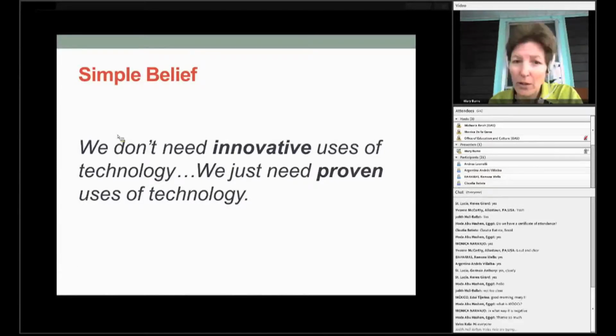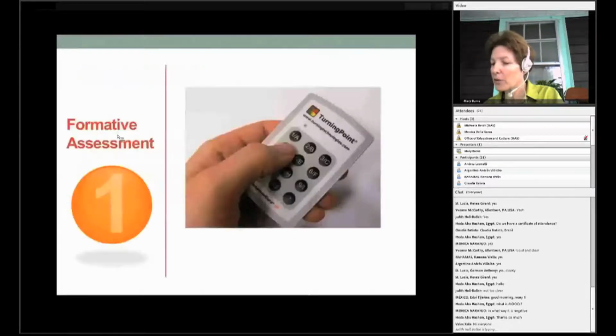And I know as a teacher, and I know from working with teachers, that teachers are often pressured to use the latest and the best and the sexiest technology and participate in the newest technology fad. And I would argue that we relax a little bit about that. We don't need innovative uses of technology. We just need proven uses of technology. So let's examine a few of these technologies together.